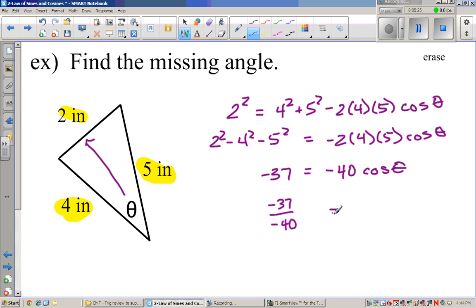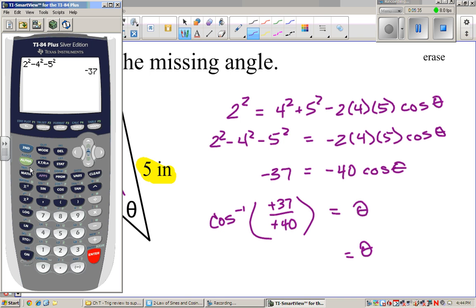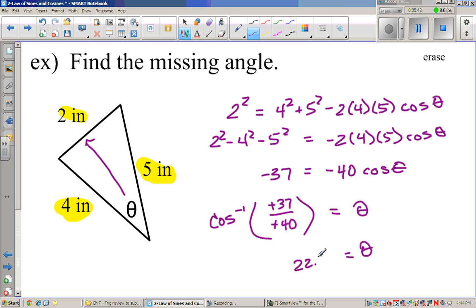And to solve for theta, I'm going to do inverse cosine. Those negatives are going to cancel. And so here we go. Let's go back in here. So I've got second cosine of 37 divided by 40. And there we go, 22.3 degrees. All right, that should be enough to get you going on using the law of cosines.